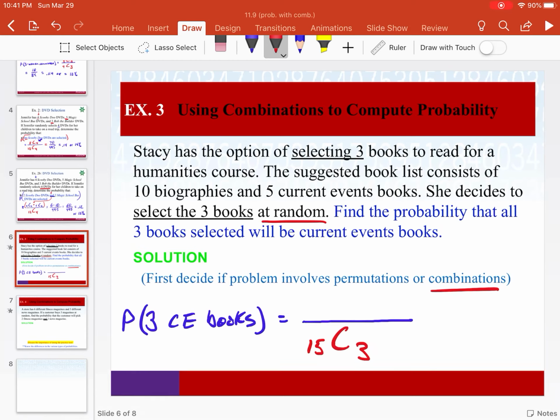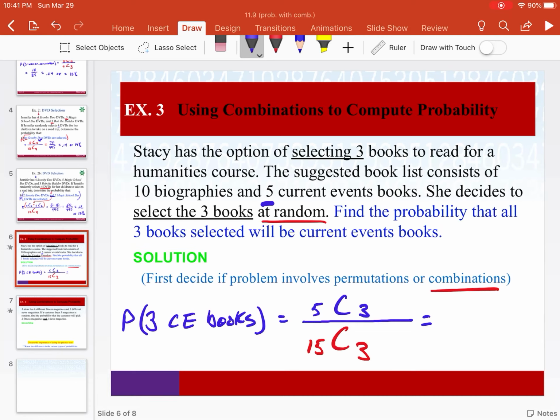Now the top. Top is not made up of biographies and current events, just looking at current events. So if we want to guarantee success, and that's what the top is interested in, just picking 3 current event books, then we have to only pick from what? The 5 current event books. So our top will be a combination of 5, pick 3. So the top is specific, and the 5 is how many current event books there were. So that's pretty straightforward, right? So let's go ahead and calculate that. I'll let you grab your calculator.